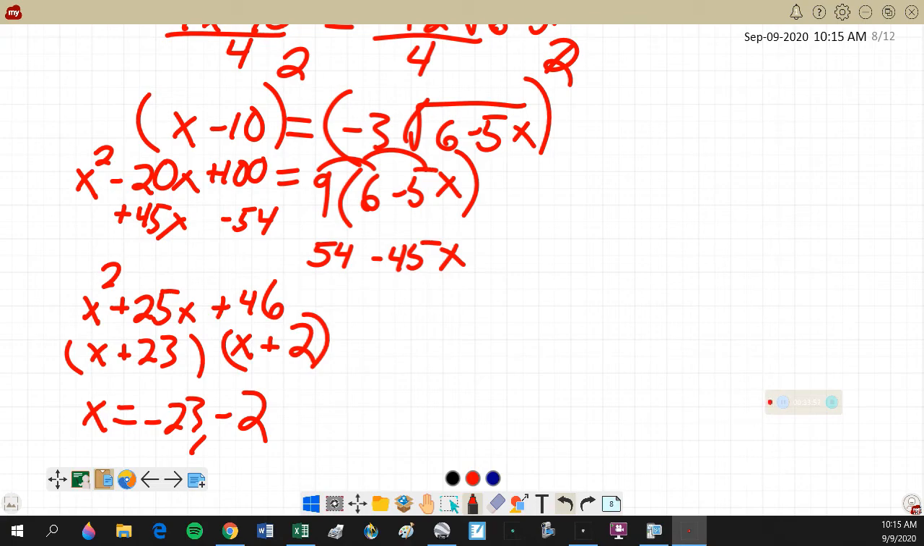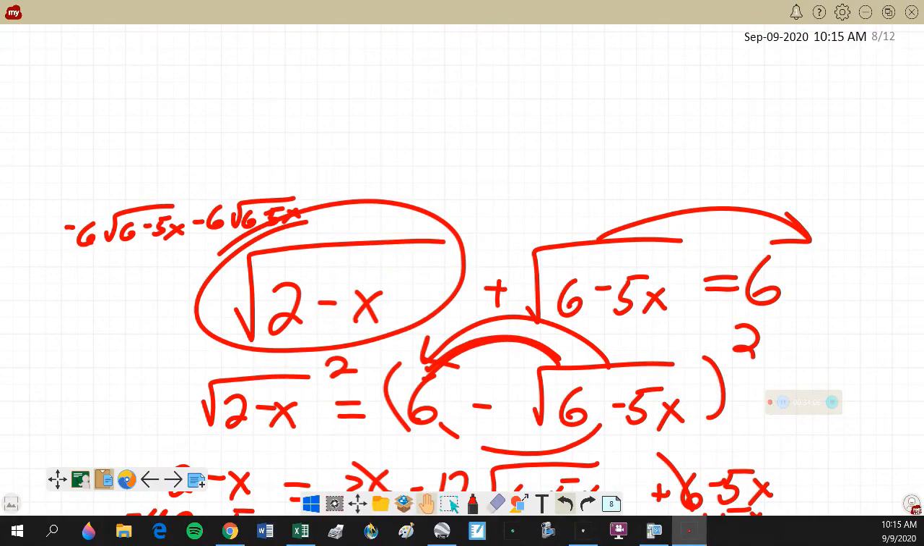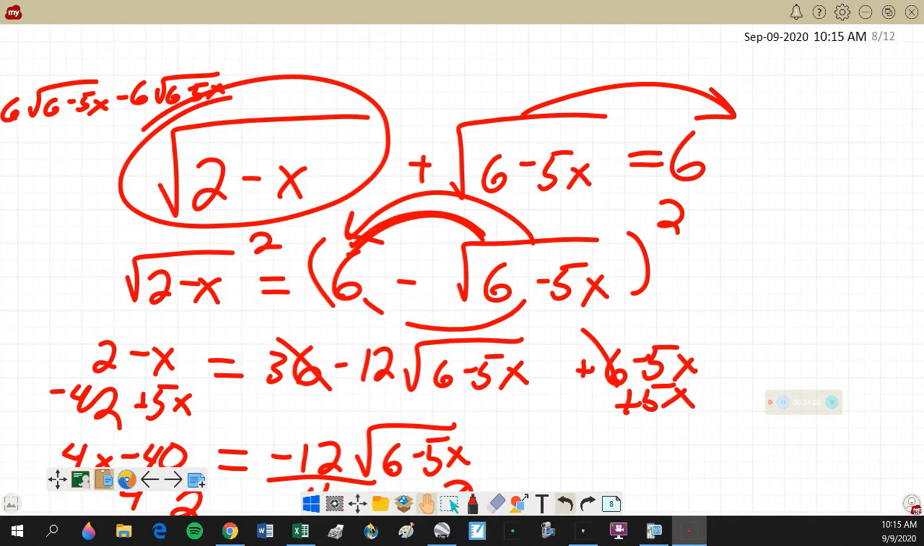So, are those going to work? I don't know. We got to go back to the original problem to see. All right. Let's plug in. So, our options are negative 2 and negative 23. So I put a negative 2 in here, and I get 4. Square root of 4 is 2. Plus 6 plus 10 is 16. The square root of 16 is 4. Did that work? Yes, it worked. So negative 2 is a valid solution.